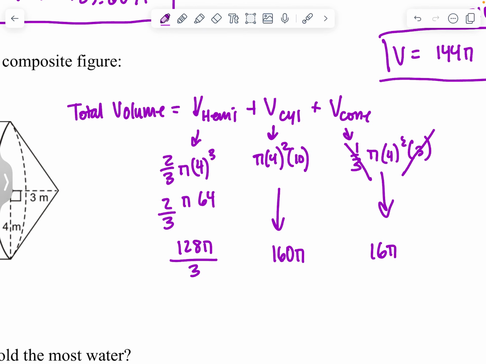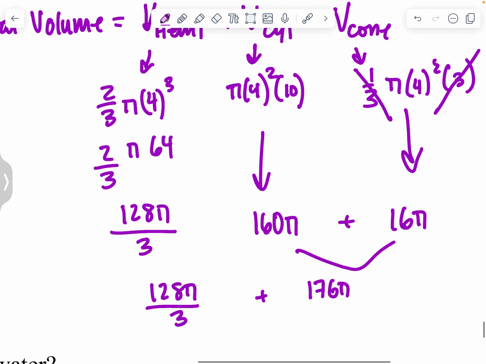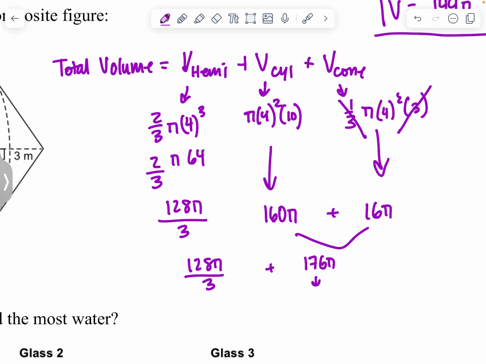Okay, now this is the fun part. How do you add these together? Well, for sure you could add these two together because they are like terms. So these two together will be equal to 176 pi. But how do you add 128 pi over 3 with 176 pi? Well, you need to have like denominators. So what we need to do is rewrite this so that it has a denominator of 3. So let's do that. Take that 176, multiply this by 3, and you'll get 528. So you have 528 pi in replacement of the 176.